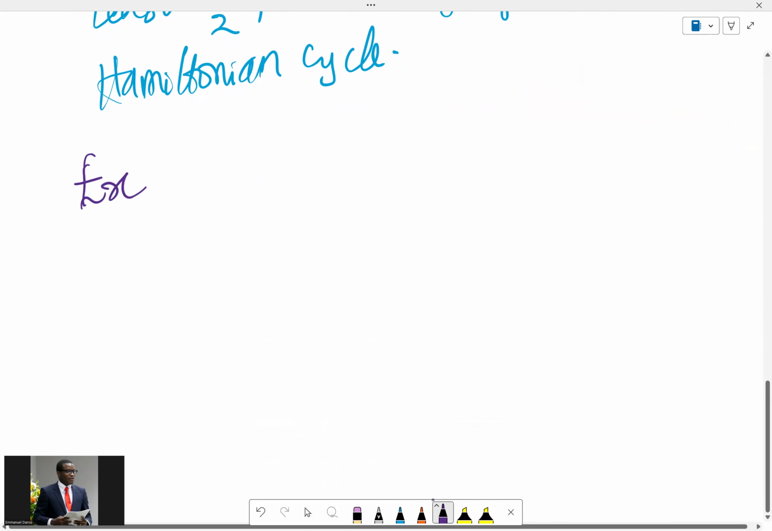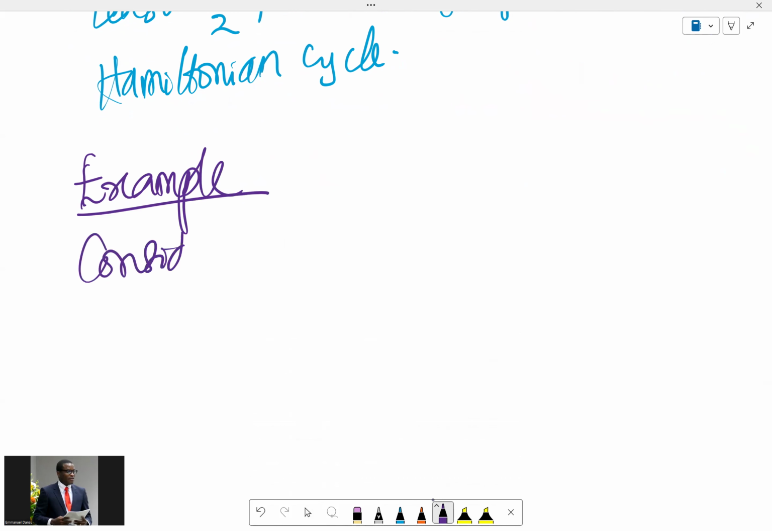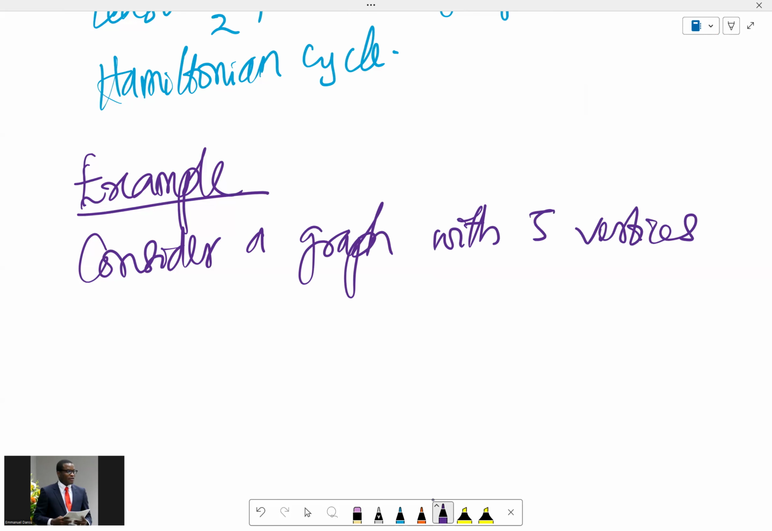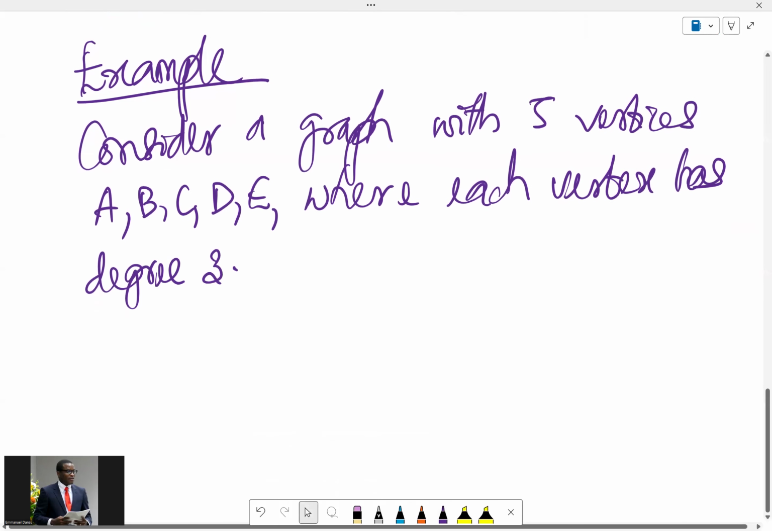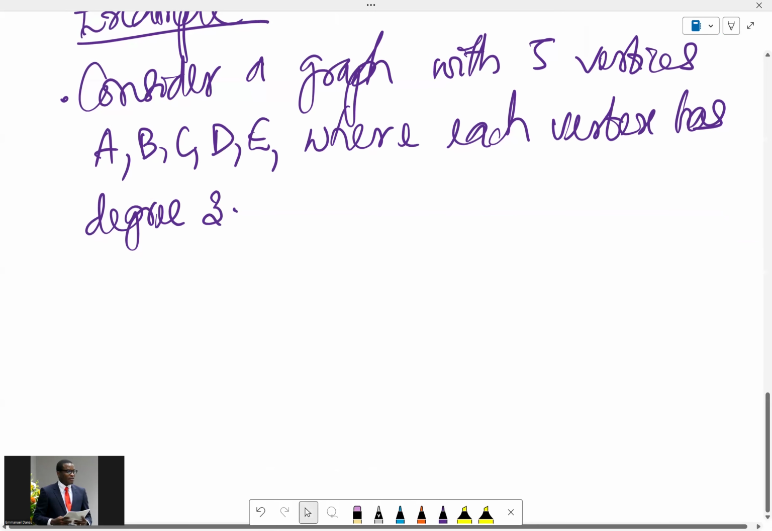Consider a graph with 5 vertices A, B, C, D, E, where each vertex has degree 3. That's the graph we have. Each vertex has degree 3.